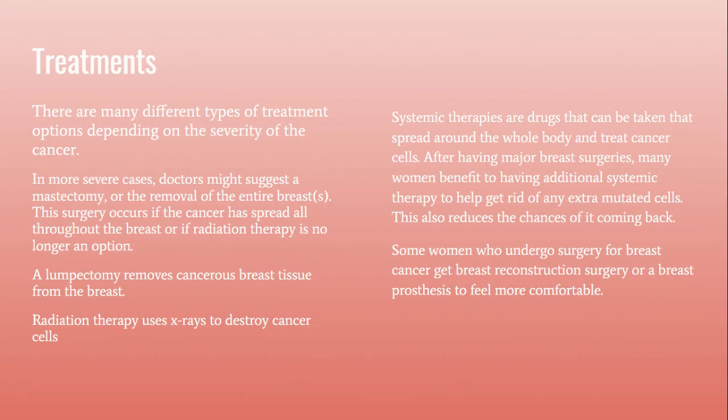There are many different types of treatment options depending on the severity of the cancer, and I'm going to list a few. In more severe cases, doctors might suggest a mastectomy or the removal of the entire breast or breasts. This surgery occurs if the cancer has spread all throughout the breast or if radiation therapy is no longer an option. A lumpectomy removes cancerous breast tissue from the breast, so not the entire breast, just the tissue and some surrounding tissue. Radiation therapy uses X-rays to destroy cancer cells. Systemic therapies are drugs that can be taken that spread around the whole body and can treat cancer cells.